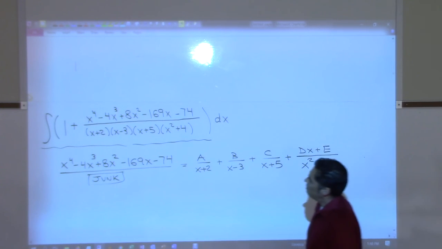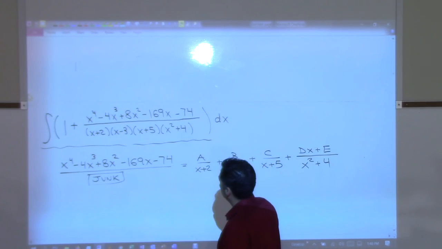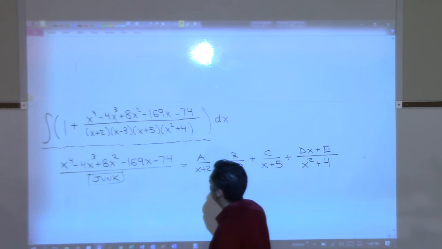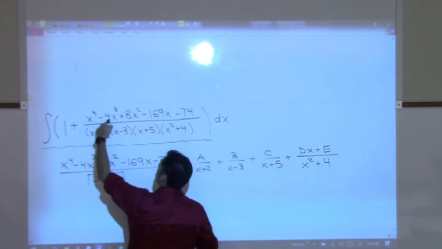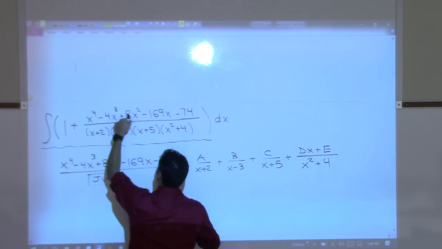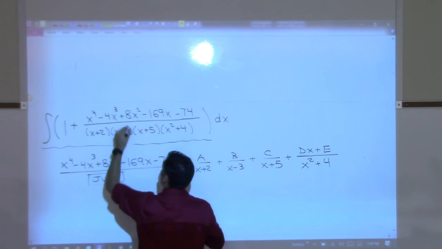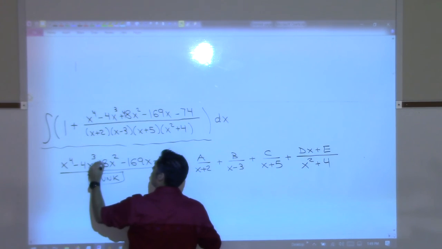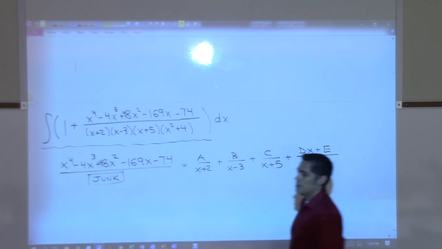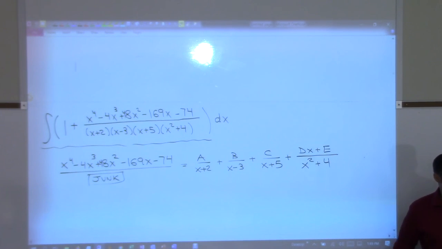What is it, 48? The 8x squared is supposed to be 48x squared. Oh, this is 48 right here? No, to the right. 8x squared. Yeah, it's supposed to be 48x squared. I didn't hear the 4. Okay, that's important. 48x squared.